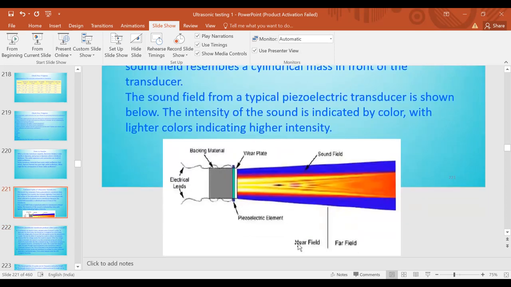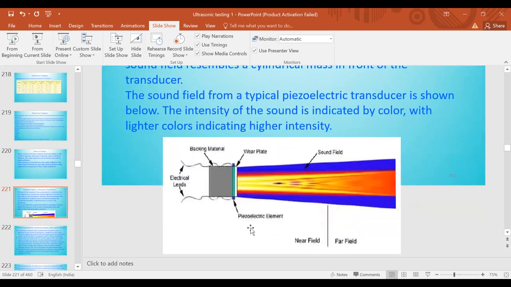There is a near field, there is a far field. So near field is Fresnel and far field is Fraunhofer.